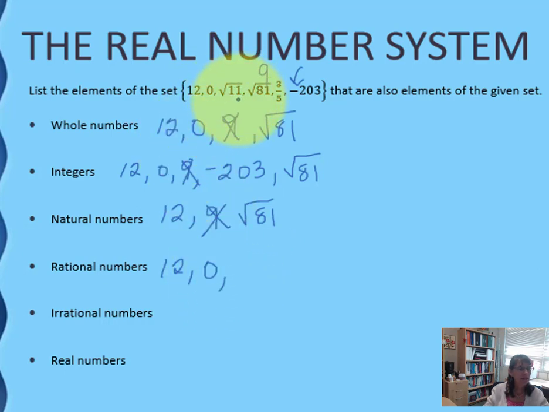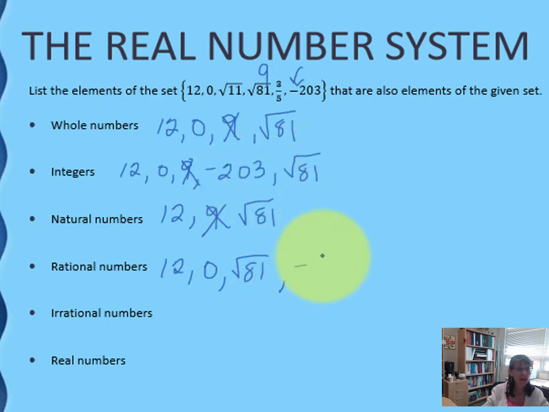Square root of 11 is not included because really we're just looking back at our list of integers. And since square root of 11 wasn't included there, it can't be included with our rational numbers. Square root of 81 was included with the integers because that simplifies as 9. 9 can be divided by 1. So square root of 81 is a rational number.